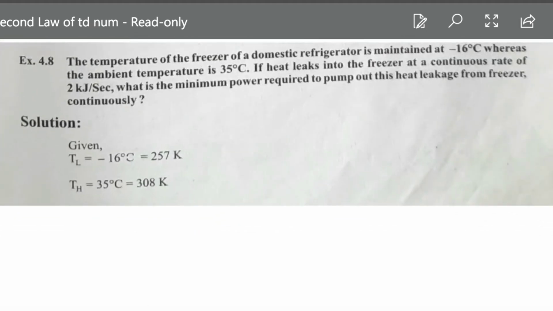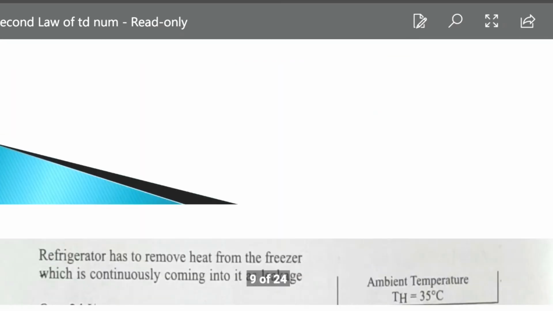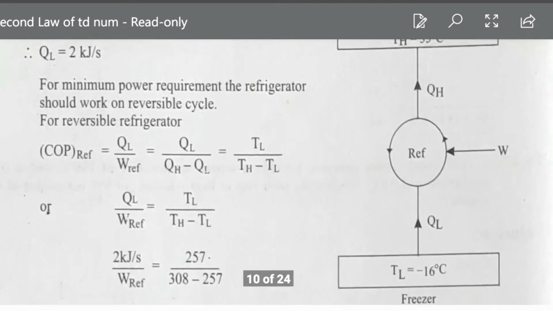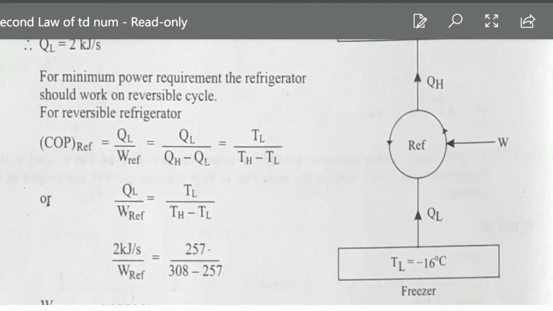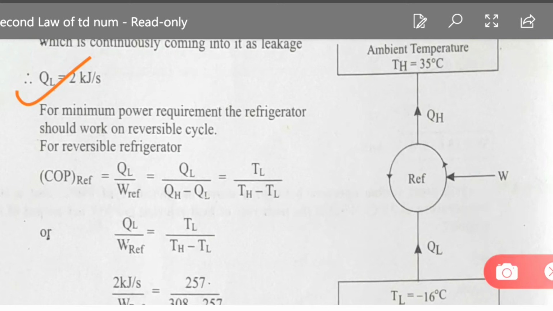Okay, now we can see in the figure, this is the figure of the refrigerator. The refrigerator has to remove heat from the freezer which is continuously coming into it as leakage. So QL equal to 2 kilojoule per second.